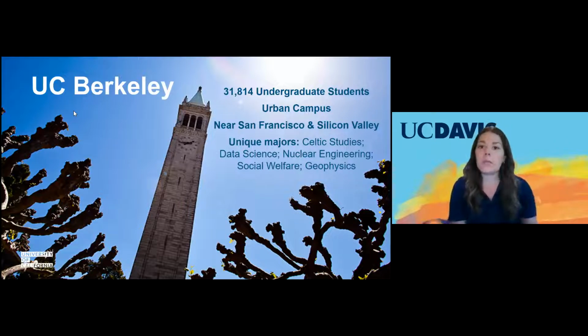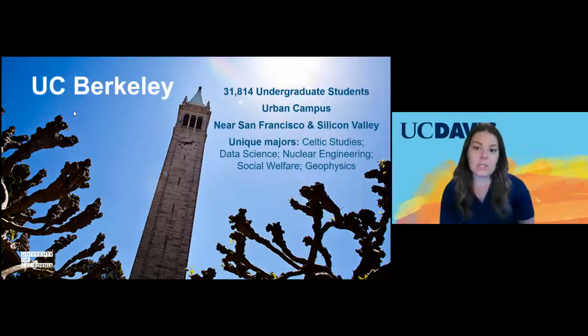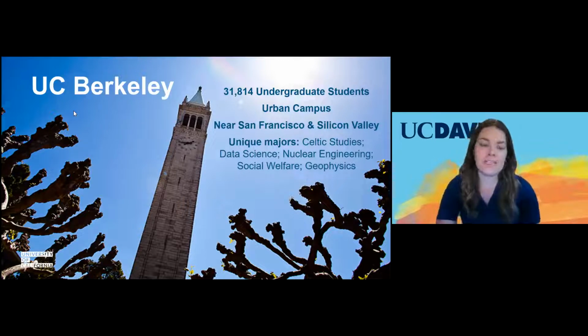So UC Berkeley is one of the larger of the UC campuses with just shy of 32,000 students. Definitely an urban campus located near Oakland, near San Francisco, and Silicon Valley. Some unique majors are going to be Celtic Studies, Data Science, which Davis recently offers now, Nuclear Engineering, Social Welfare, and Geophysics. So that's some of our more unique options from UC Berkeley.